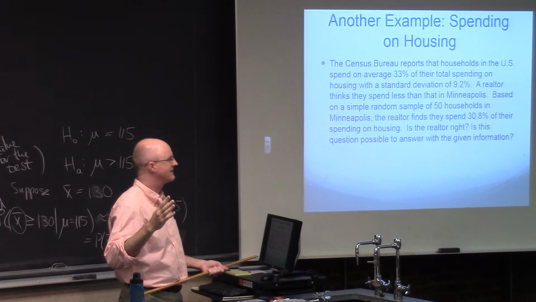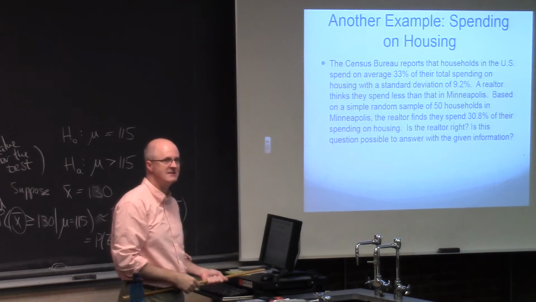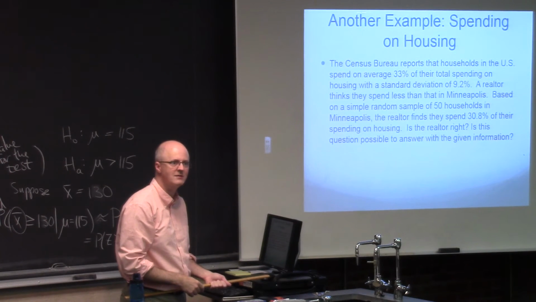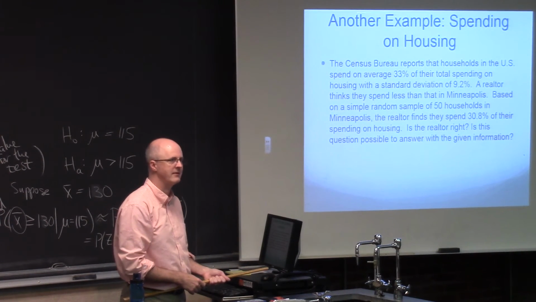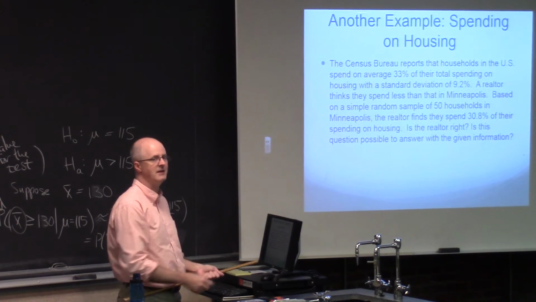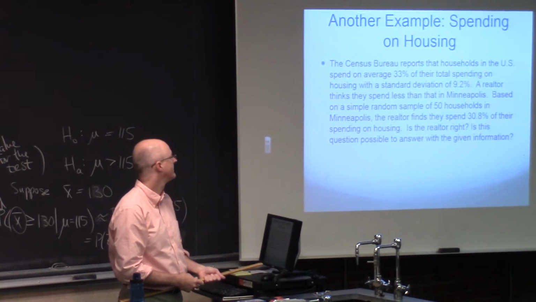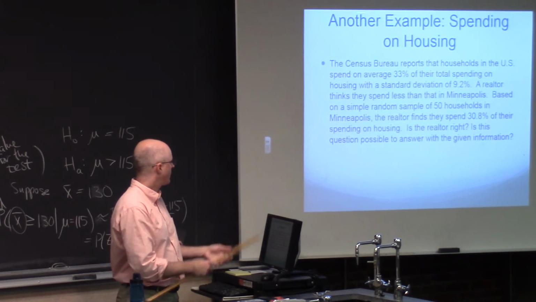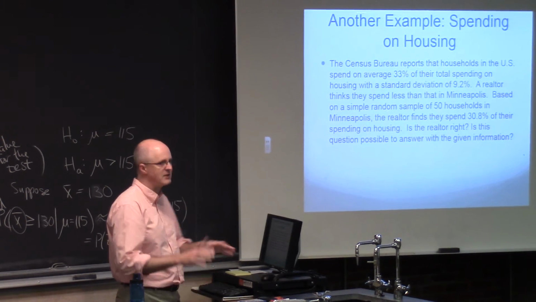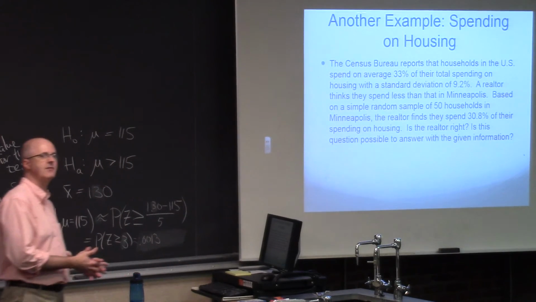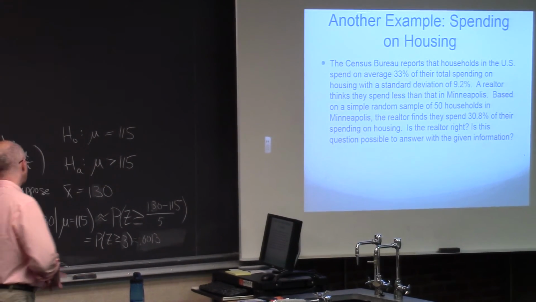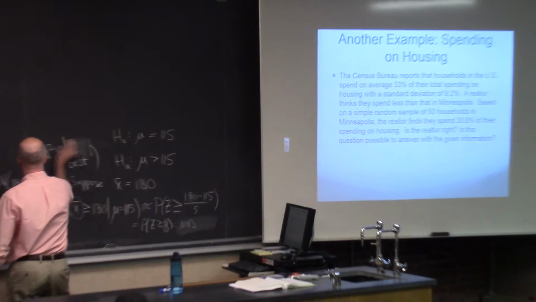Is the realtor right? Quick answer to that question is, you don't know for sure. Might be right, might be wrong. Is it strong evidence that the realtor's right, or weak evidence that the realtor's right? The p-value calculation answers that. Is that possible with the given information? Well, yes, sort of. We can do a p-value calculation and assess the strength of the evidence about whether the realtor's right or not. What are the hypotheses?